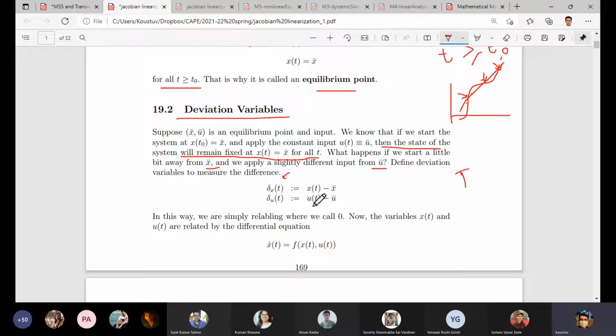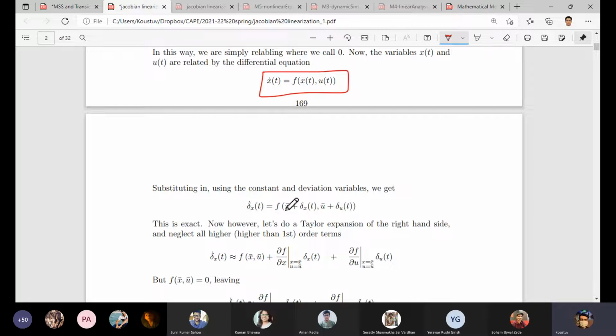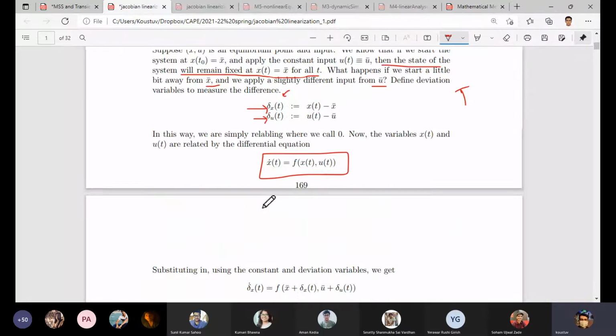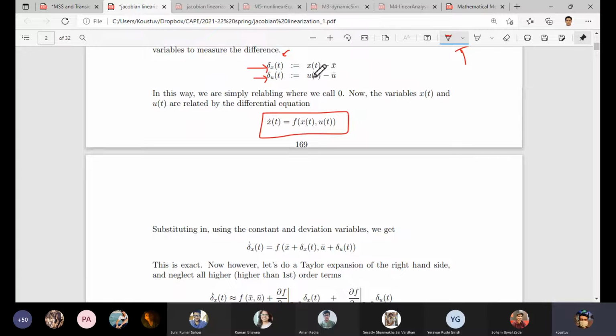This is the deviation variable, which we write as small delta x or delta u. Since our differential equation was in this form, we take the derivative of delta x(t) and delta u(t) and substitute the value of x(t), because x(t) is x bar plus delta x. So we are writing this again.